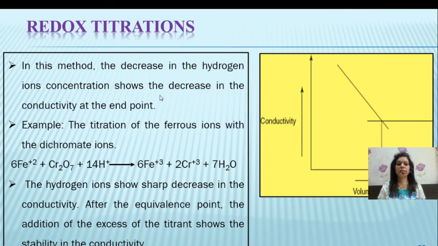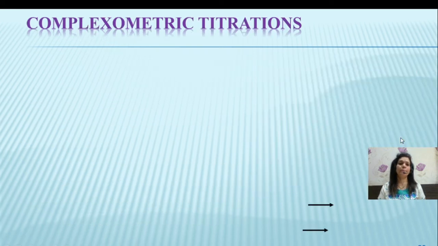In this particular method, initially you have H+ ion, which has high conductivity. As the reaction takes place and Fe2+ is converted to Fe3+, H+ ion is utilized to form water, hence a decrease in conductivity is observed till complete oxidation of Fe2+ to Fe3+. After the equivalence point, excess addition of dichromate ion shows a constant or plateau for the conductivity measurement.